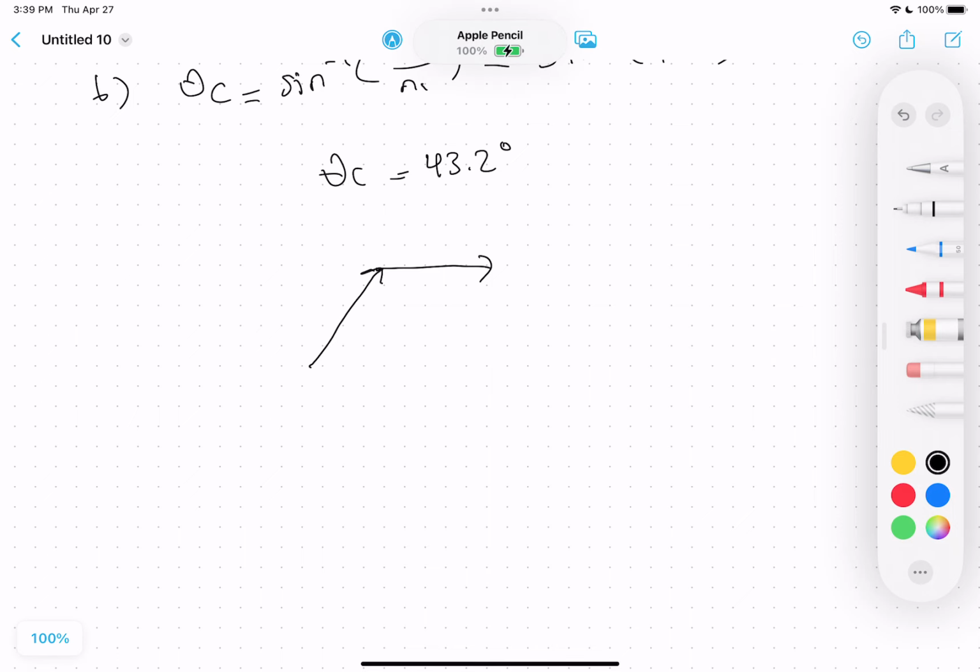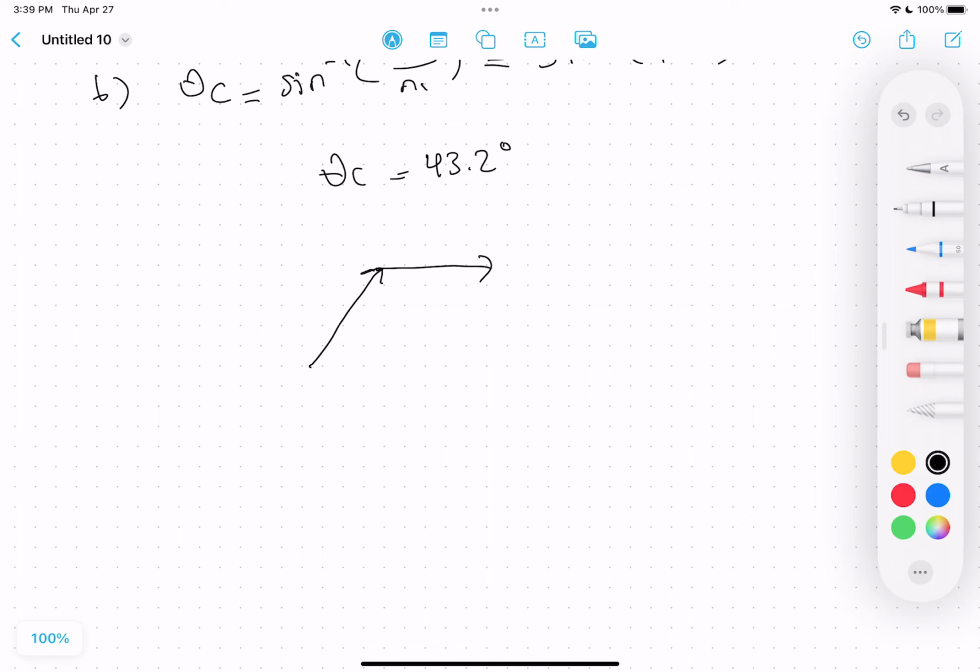Like I said, if we have this incident angle right here, then you reach total internal reflection when the other ray that's being refracted is essentially just going across the surface of the other medium, right? So this angle here is 90 degrees, and this would be your critical angle. The critical angle is when you reach that 90 degrees of refraction on the other end, right?